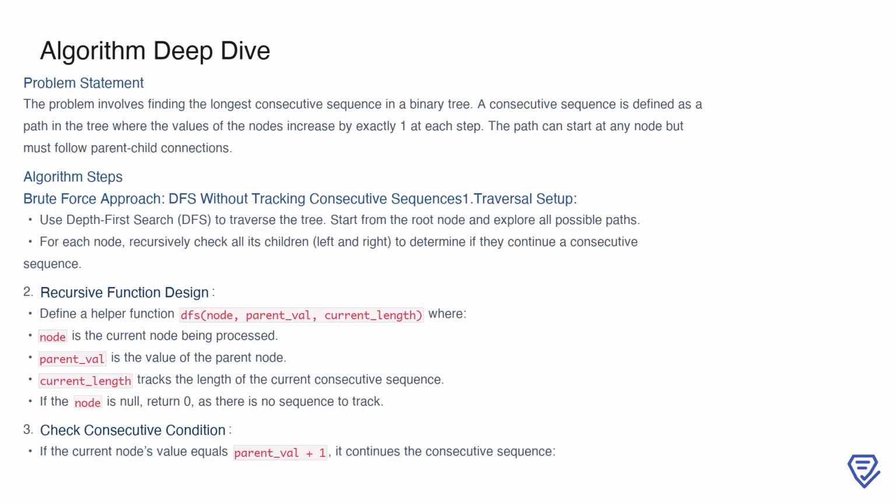We'll define a recursive helper function, DFS, which takes 3 parameters: the current node, the value of its parent, and the length of the current consecutive sequence. If the current node is null, we simply return 0, as there's no sequence to process. This setup allows us to systematically traverse the tree and evaluate each node's contribution to a potential sequence.